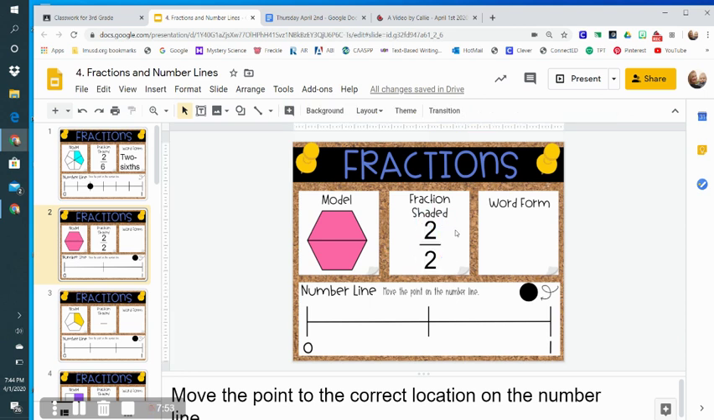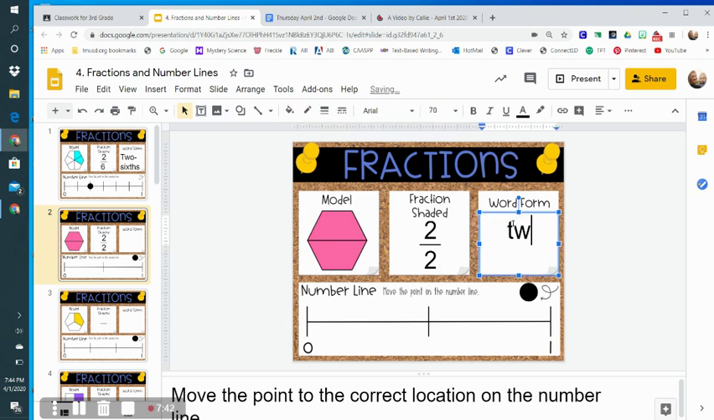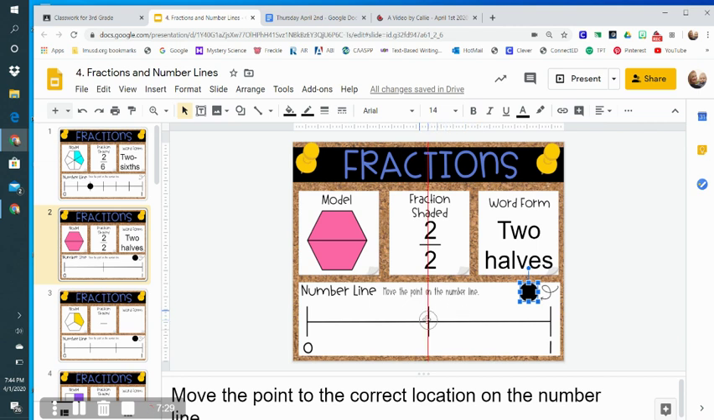So we would call this fraction 2 halves. Everyone say that. 2 halves. Very good. All right. So when we write that in word form, we would just say 2 halves. And then when I put my fraction here, you might want to put it right there, but that would only be 1/2. We want 2 halves. Remember, 2 halves is equivalent to 1. So I'm going to put my dot right there because 1 is equivalent to 2 halves.